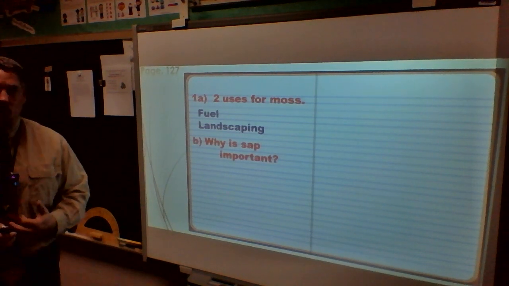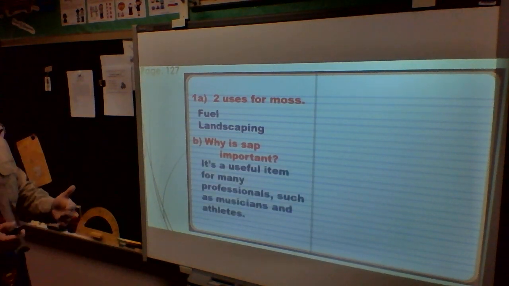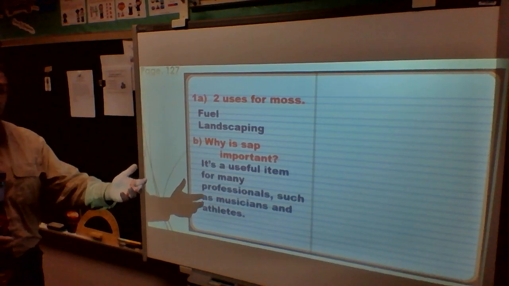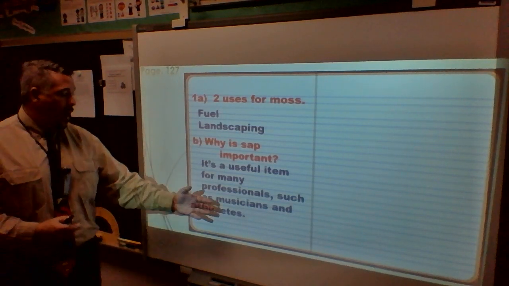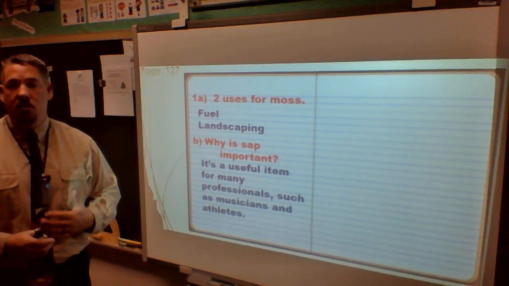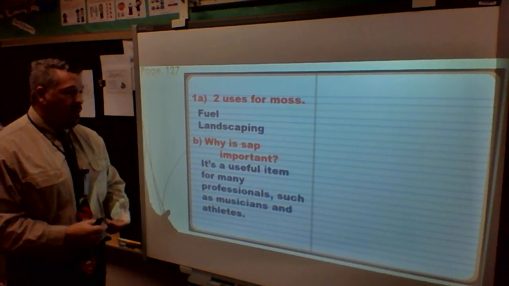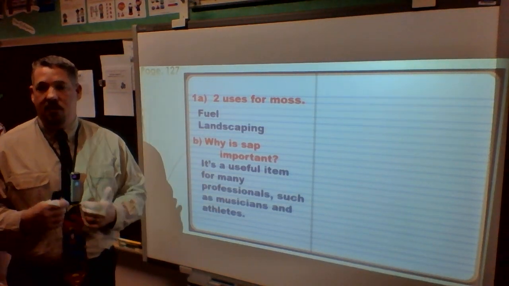Why is sap important? Well, sap is important because it can be used in many different professions. From the turpentine that was the last thing that I mentioned, to athletes and musicians being able to use it to protect their hands. That takes us to the end of chapter 3, lesson 6.